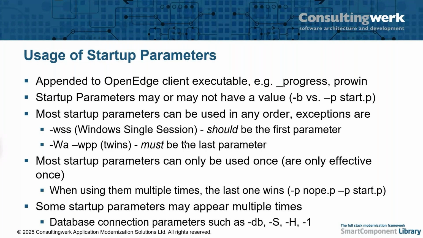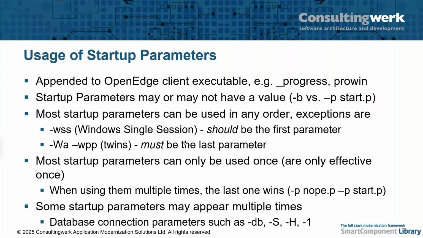There are some exceptions. The WSS, it's a not very commonly used Windows parameter. WSS allows you to restrict the Windows client to run only one instance of the client. So if you want to have an application that only runs once, you could use minus WSS, and Progress recommends to use it as a first parameter, because when the client is started a second time and detects that there's already a session, it will stop the other one. And when the parameter is the first, then Progress says, okay, then it's avoiding extra work to be done before detecting that the clients are running.